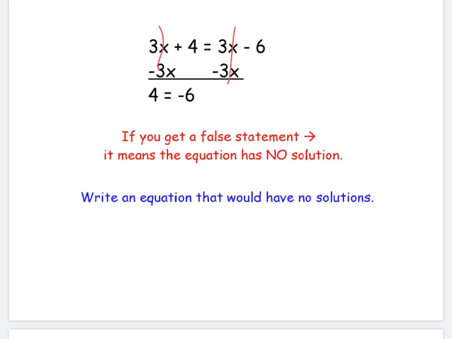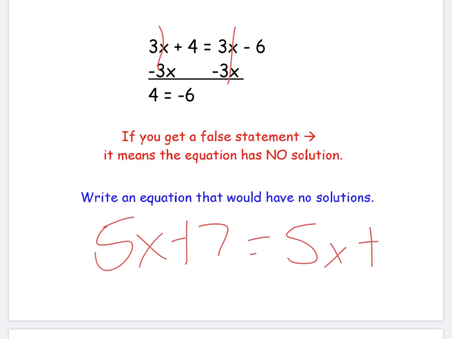So if I were to write an equation that would have no solution, I could say 5x plus 7 is equal to 5x. Notice again, my variables are the same, but the constant terms are different. So I could say plus 6. Because these constant terms are different, that would end up being nothing or no number that I could put in for x and make that equation be true.